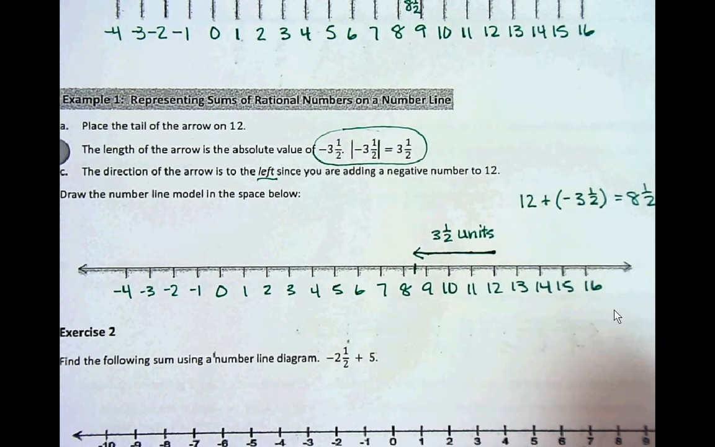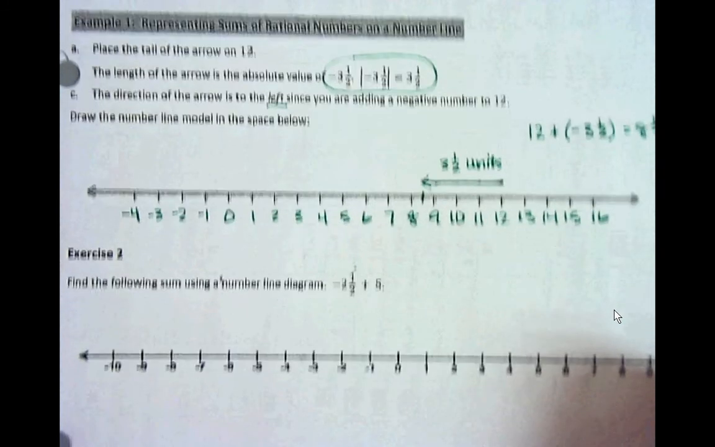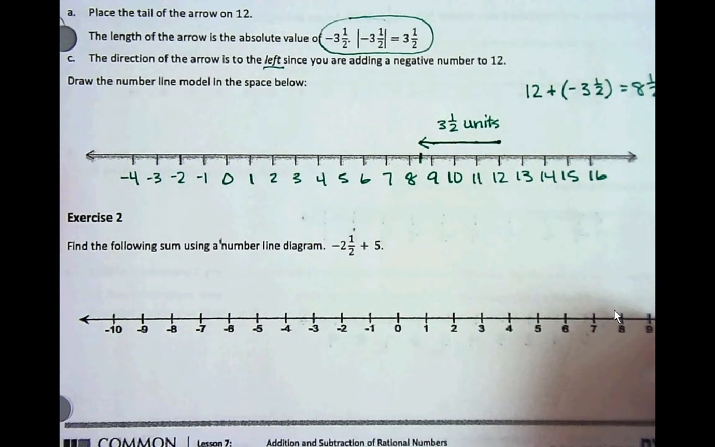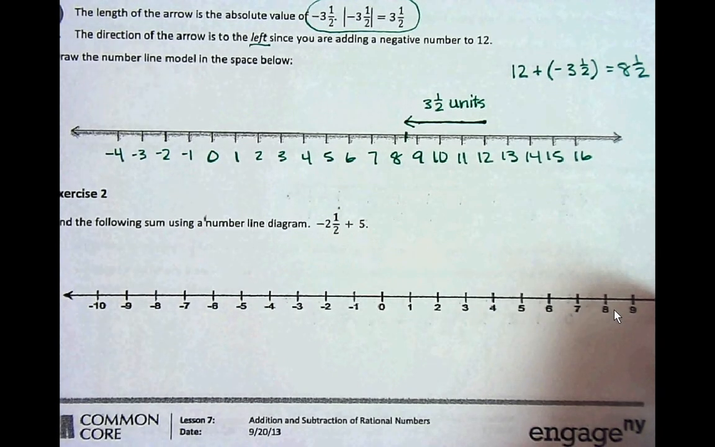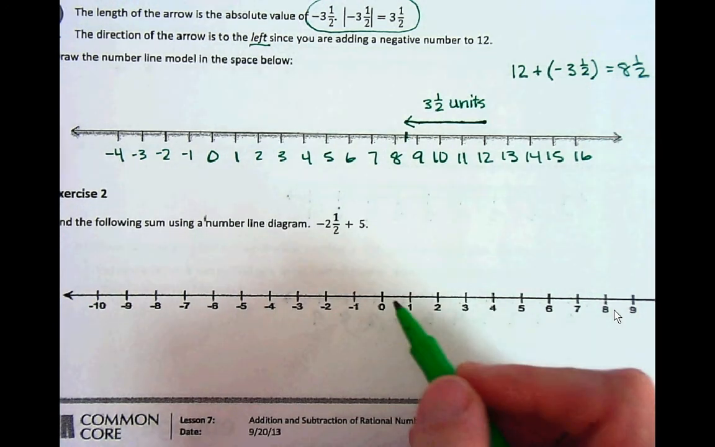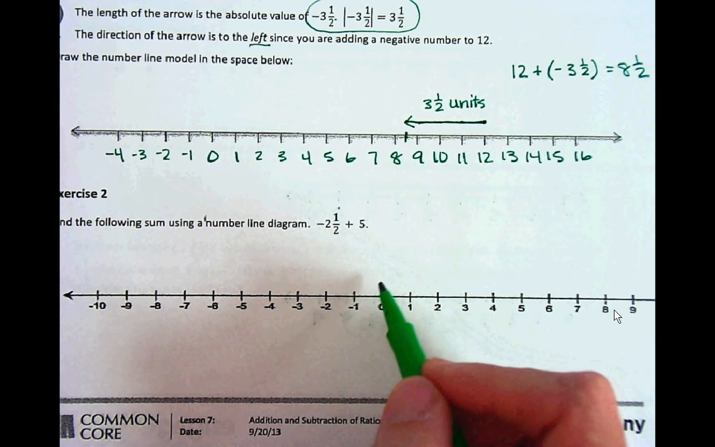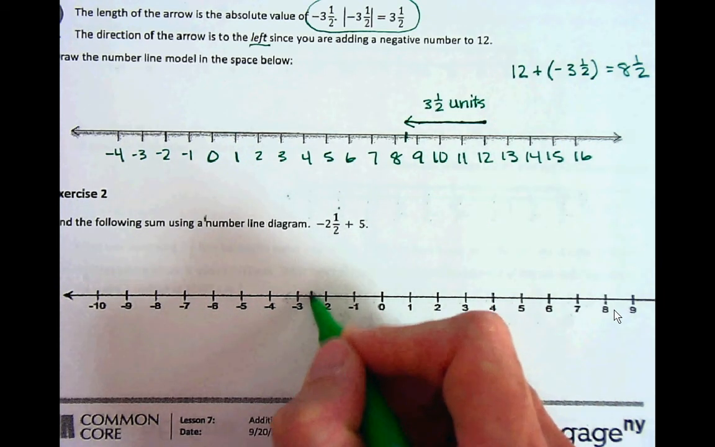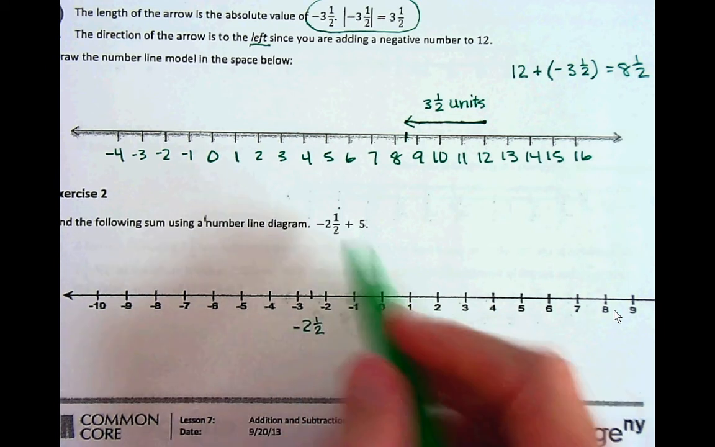All right, let's take a look at exercise 2. Find the following sum using the number line diagram: minus 2.5 plus 5. And the number line is already created for us. So we have to find minus 2.5. Now remember, we're not going to go from 0 to minus 2.5. We're just going to find 2.5, which is right here. This would be minus 2.5. And then we want to add 5.